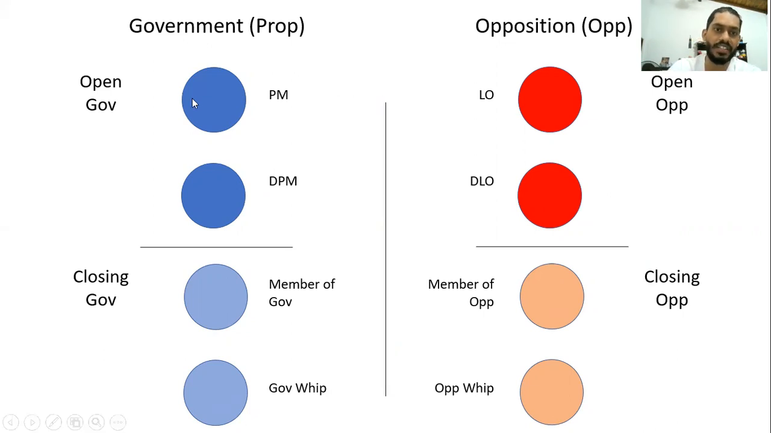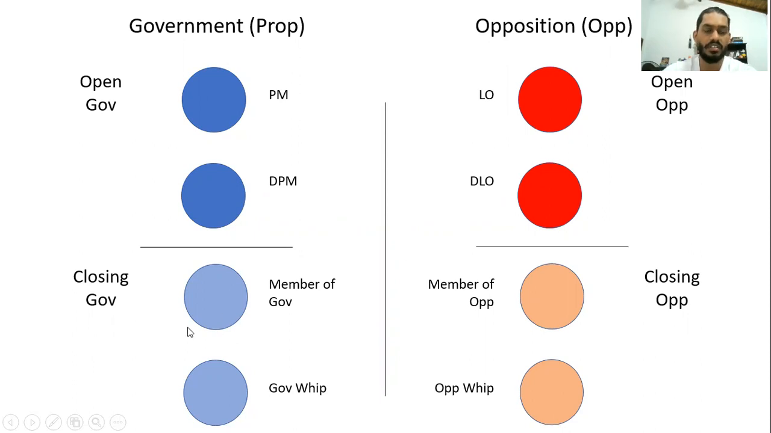As you can see here, you have opening government here and you have closing government here. And this side, you can see there's opening opposition and there's closing opposition. All right. So when it comes to the speaker roles, opening parts sound very much the same. Opening government has the prime minister and the deputy prime minister. Opening opposition has the leader of opposition and the deputy leader of opposition, right?